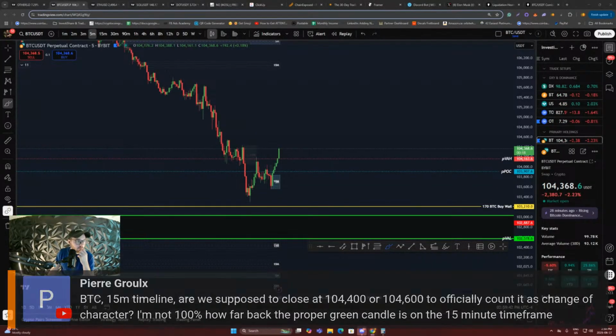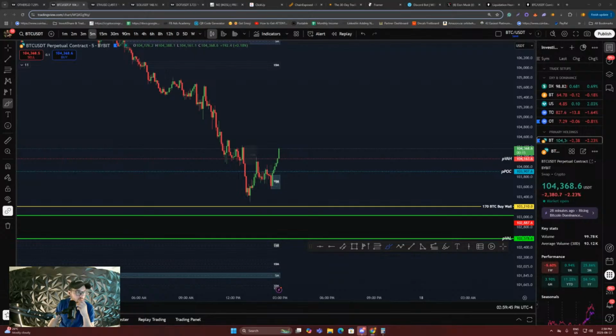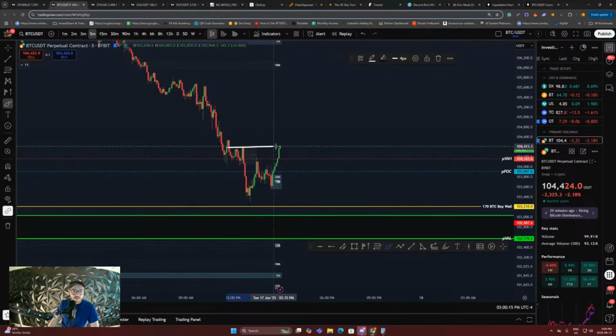Are we supposed to close at 104.4 or 104.6 to officially count it as a change of character? For Bitcoin, what we want to see is a candle to come down below this low here. If we get below this low and then get a higher high, we'd have a change of character here. But instead, we had an ascending double bottom. So now our key area of interest for a change of character occurrence on the 5-minute is technically here. We're just about to get it. We just got it. So we got a change of character now on the 5-minute for Bitcoin.